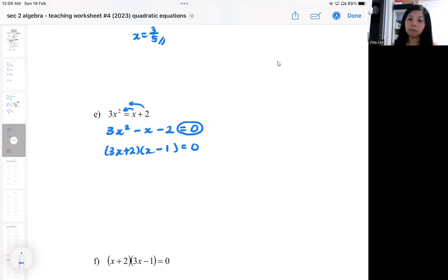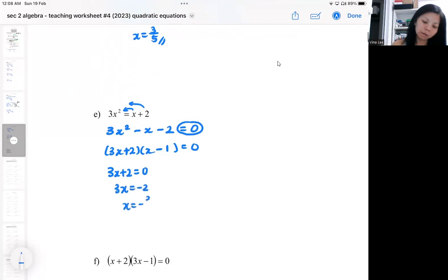You do your own. Okay, so two brackets equal to 0. First bracket can be a 0. Second bracket can be a 0. So that's how we get the two answers.